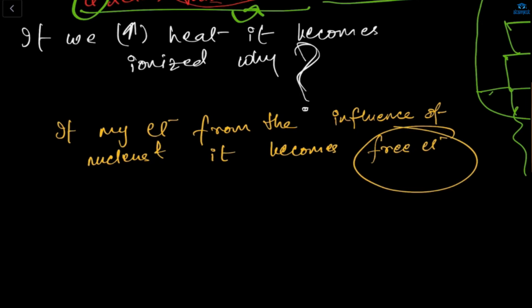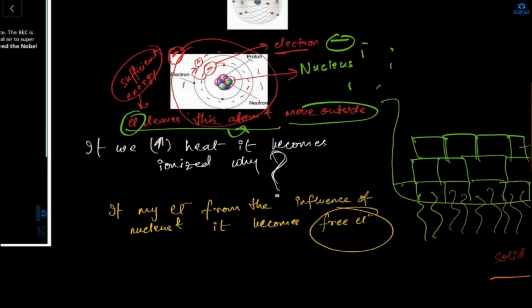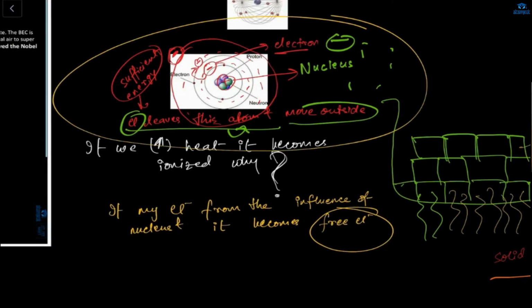Inside a beaker or container, if we give a very large amount of heat, what will happen? The electron will capture that heat, the thermal energy, and come outside from the influence of the nucleus. Right or not? Yes, ma'am. Any doubt? Arham, can you explain this part again? What's happening here? This atom part, this electron part, where the electron is moving outside.